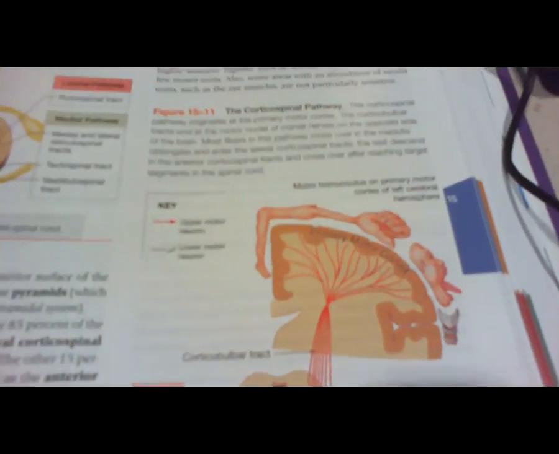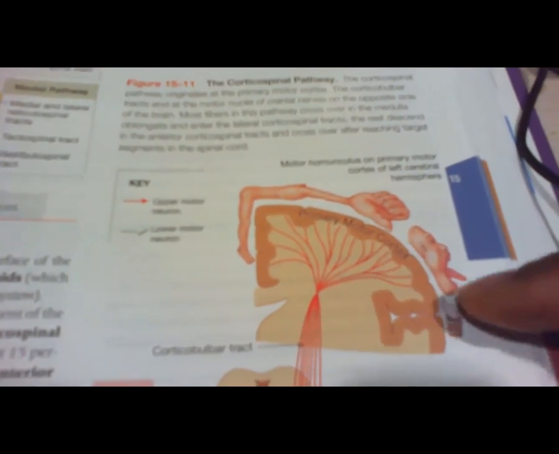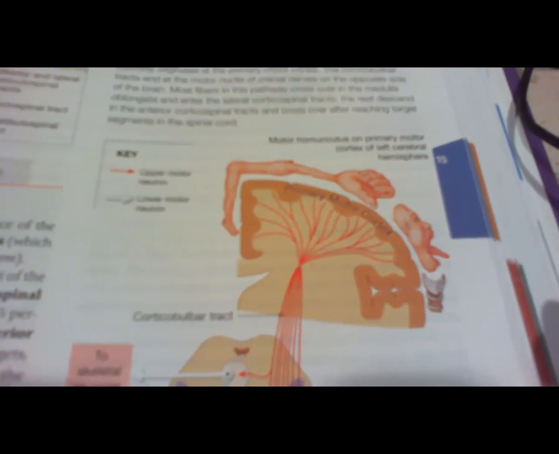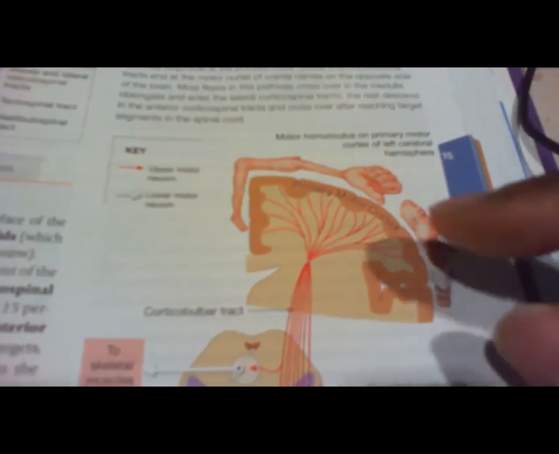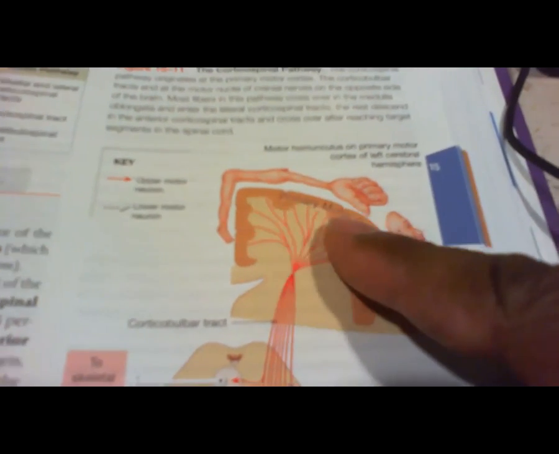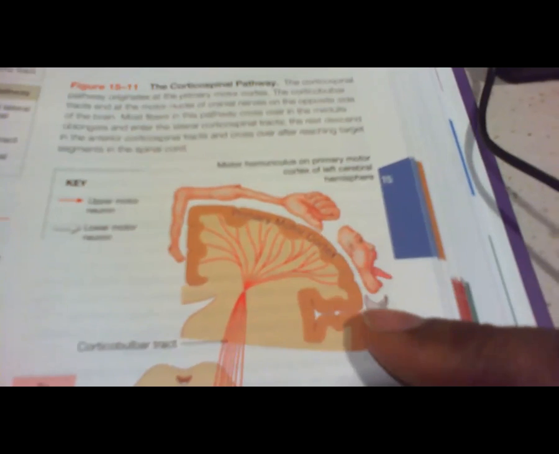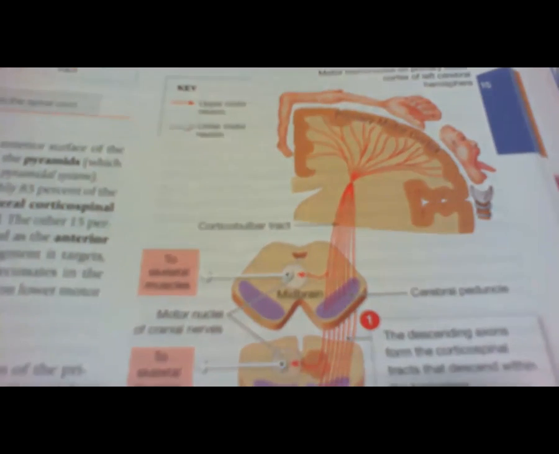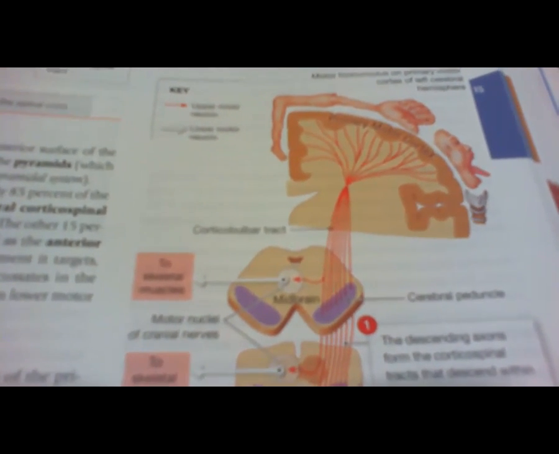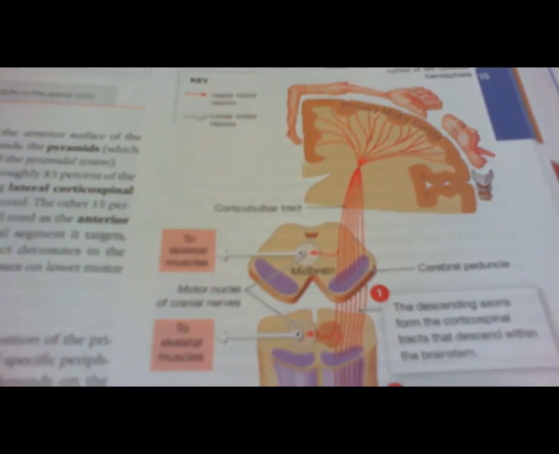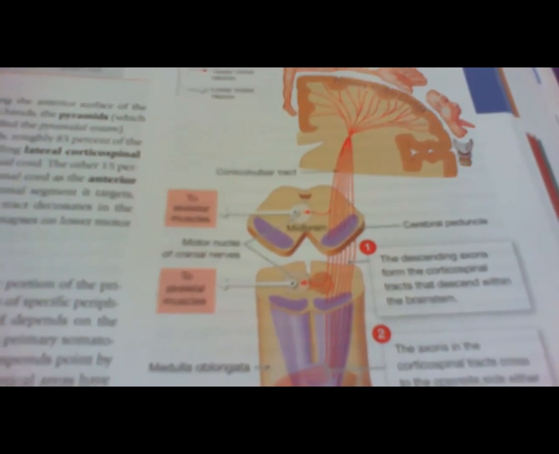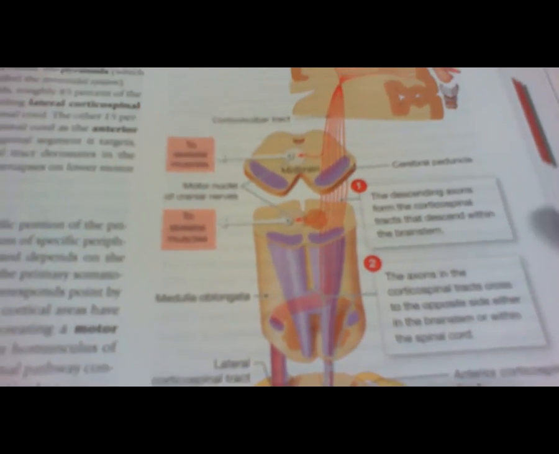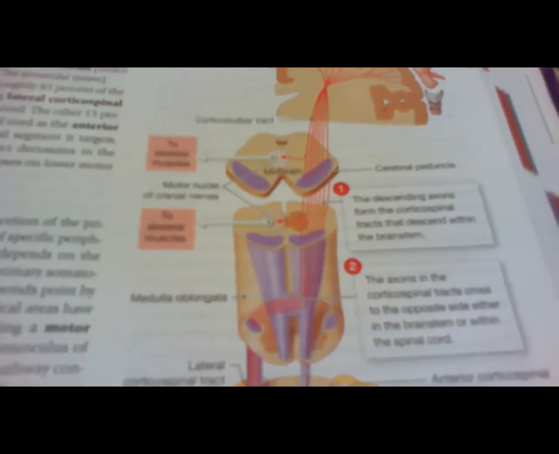All right, and this is a homunculus. This is the map. It tells you what parts of your body are controlled by various portions of your primary motor cortex. So legs here, chest, arm, hands, face, trachea. The signals are being sent down the corticospinal tracts, down to the spinal cord, going to the anterior corticospinal tract, and going to your skeletal muscles.